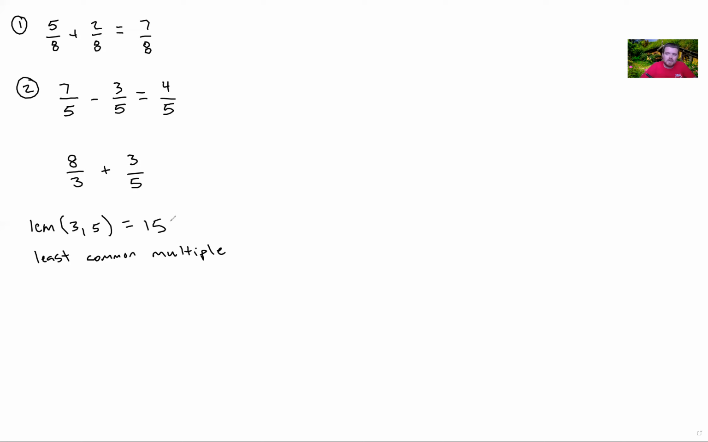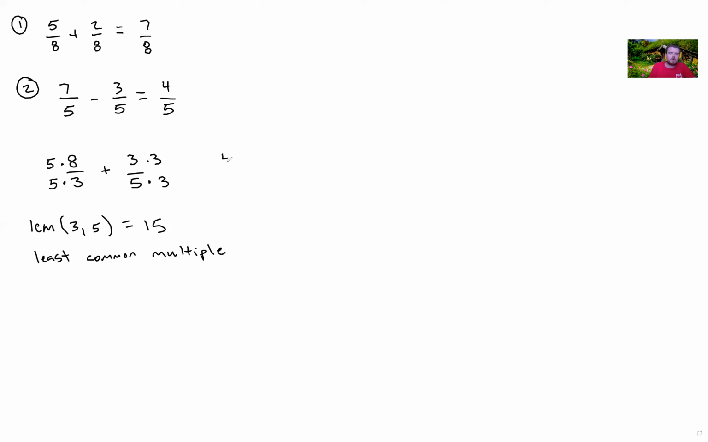So you want to change the denominator to be 15 on both fractions. So you look over here and say, okay, 3 times what is 15? Well, I'd have to multiply that by 5. And 5, to get 15, I'd have to multiply by 3. Now, if I just change the denominator, it's going to change the value of those numbers. So what we have to do is multiply both the top and bottom by that same value. So on the left, I have to multiply top and bottom by 5. And on the right, I have to multiply top and bottom by 3.